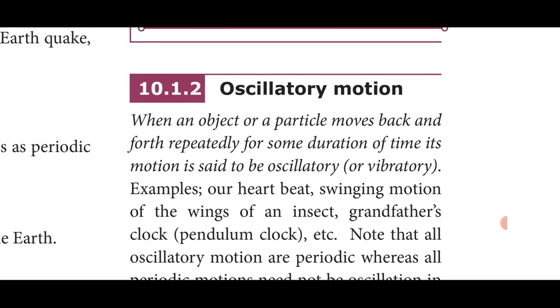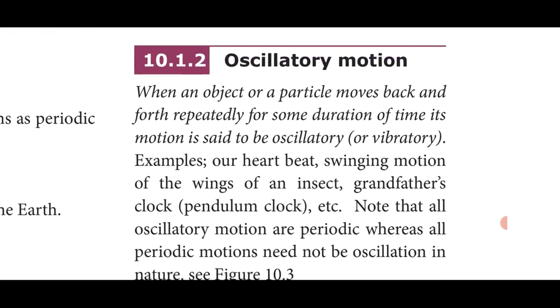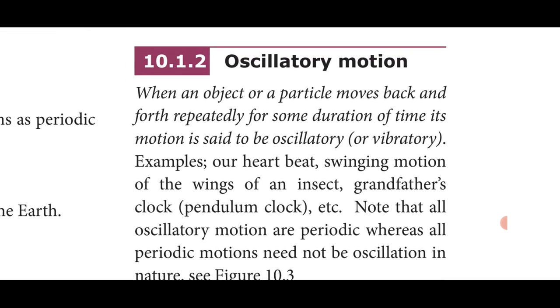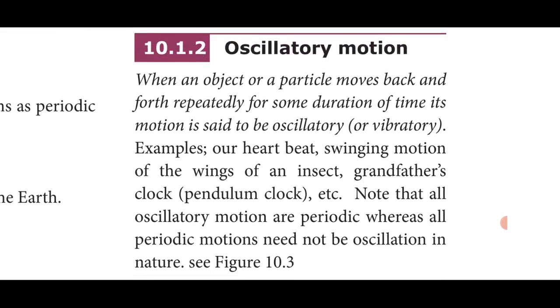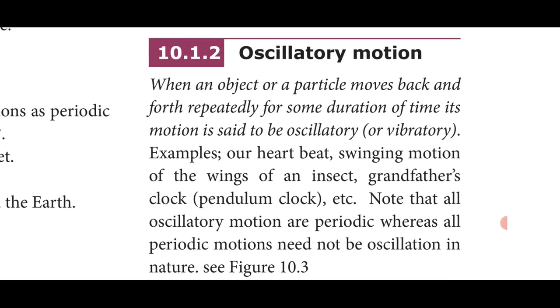You know that, okay? For a particular duration of time, it will move back and forth, and the repetitions will be there, like a swing. So the repetitions will be there for some duration of time. So that is the oscillatory one. The examples are our heartbeat. It will have a regular interval of time, and that will repeat again.